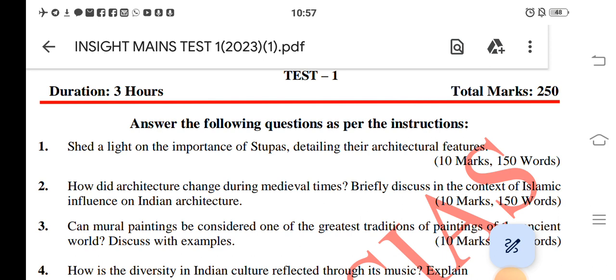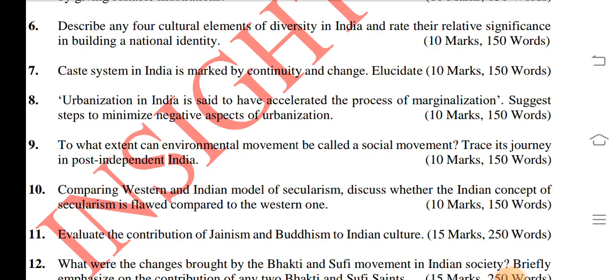Briefly discuss in the context of the Islamic influences on Indian architecture. Question number 3: Can mural painting be considered one of the greatest traditions of painting of the ancient world? Discuss with examples. Question number 4: How is the diversity in Indian culture reflected through its music?